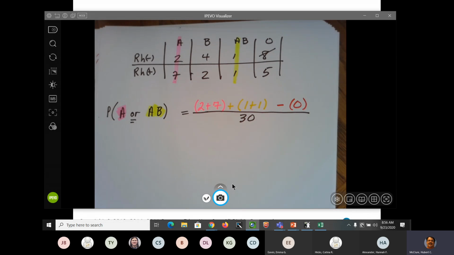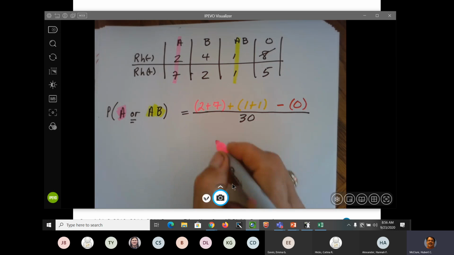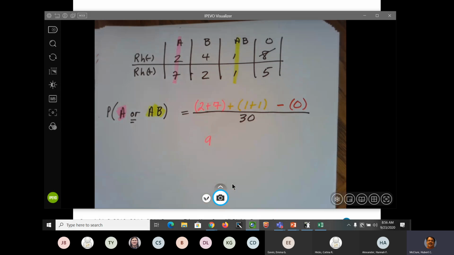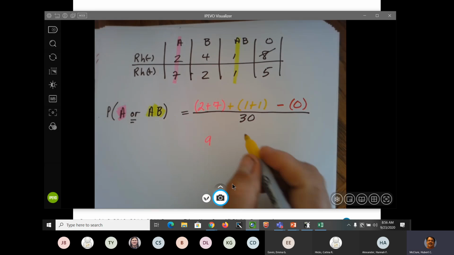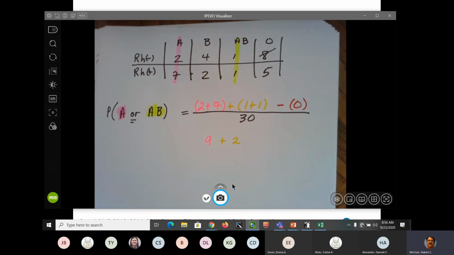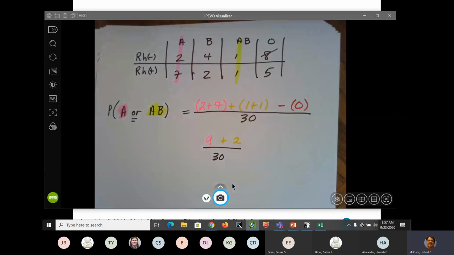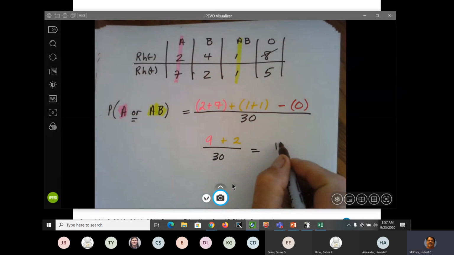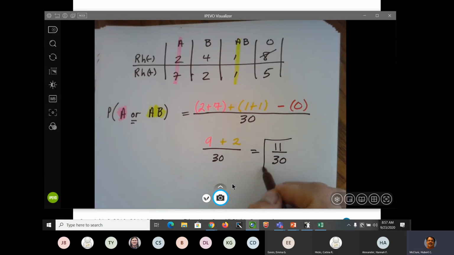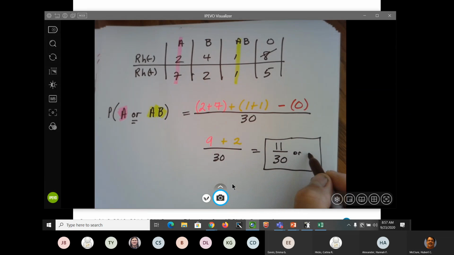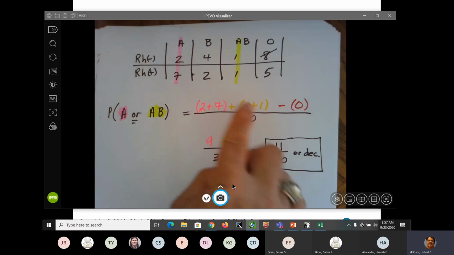So now 2 plus 7 is 9, plus 2, over 30. And 9 plus 2 is 11. And 11 over 30, or decimal, is your probability of A or AB. So that's one type of problem you're going to have, where the events don't overlap.